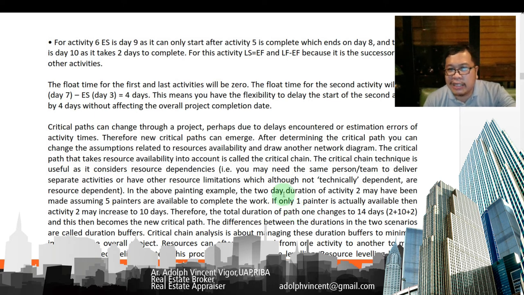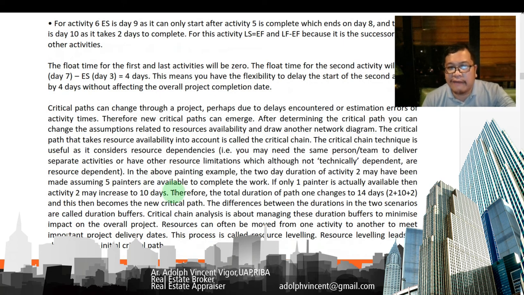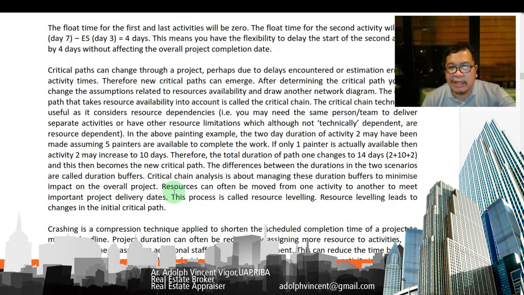For example, you may need the same person or team to deliver separate activities, or have other resource limitations which, although not technically dependent, are resource dependent. So, in the above painting example, the 2-day duration of activity 2 may have been made assuming 5 painters are available to complete the work. If only one painter is actually available, then activity 2 may increase to 10 days.